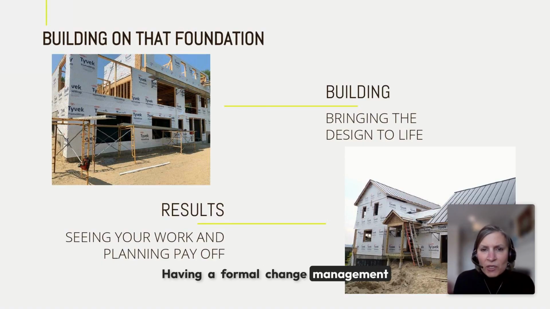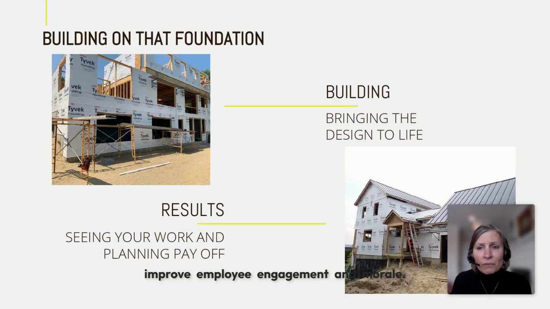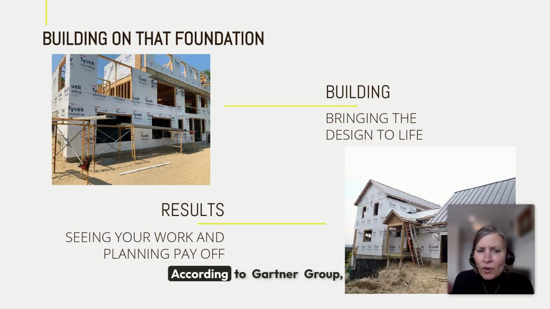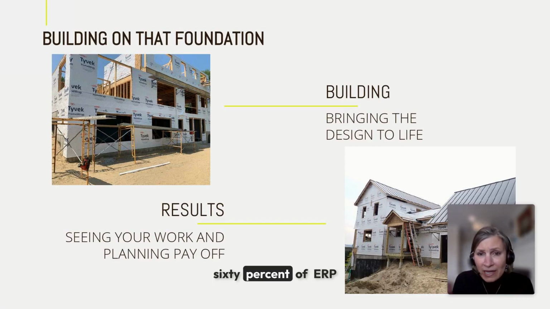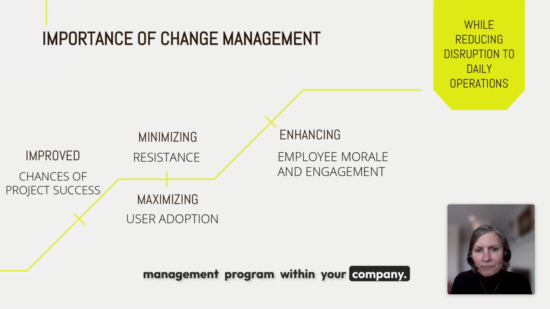Having a formal change management process can greatly improve your chances of success. No one likes change, so having a formalized process will help to minimize the resistance your project is sure to get and will maximize the system adoption through your organization and ultimately improve employee engagement and morale. According to Gartner Group, some 60% of ERP systems fail to meet expectations. This failure is caused by a number of things, most of which you can mitigate by having the right change management program within your company.